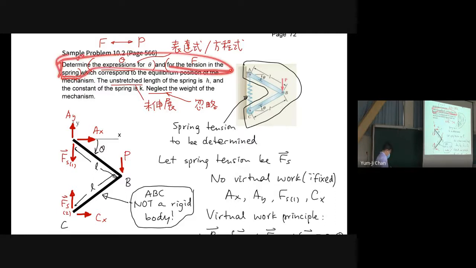Of course, the question does not give any numbers. But we have H and K. H is the unstretched length of the spring, and K is the constant of the spring. Constant of the spring here means that F equals K times x.